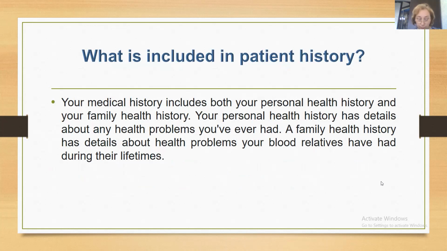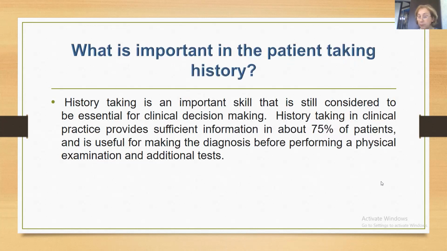The personal health history and the family health history. The personal history is very important so that the doctor knows about their situation, and also the family history, because every person receives genes from their parents, and there are some diseases that did not appear in the parents, but may appear in their children. And what is important in patient history taking?